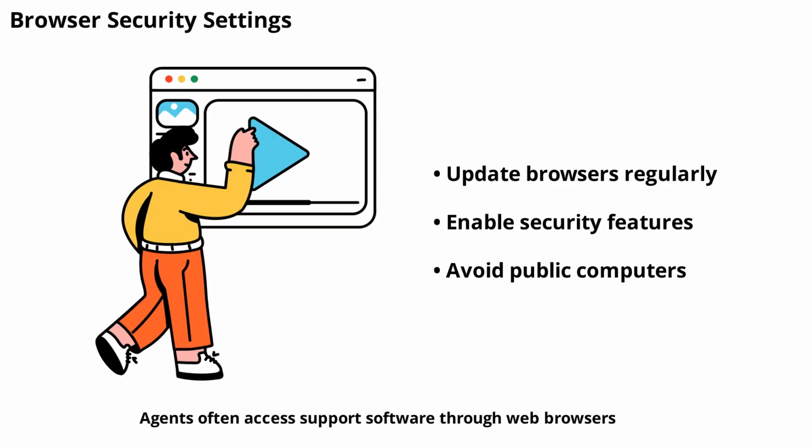Agents often access support software through web browsers. Ensure browsers are up to date and configured with security features like pop-up blockers, anti-phishing filters, and secure cookie settings. Discourage the use of public or shared computers for accessing sensitive data. Browser security is a simple but effective way to reduce risk.